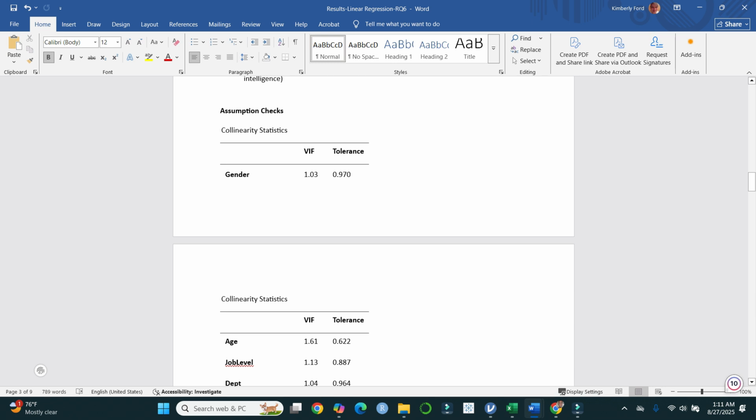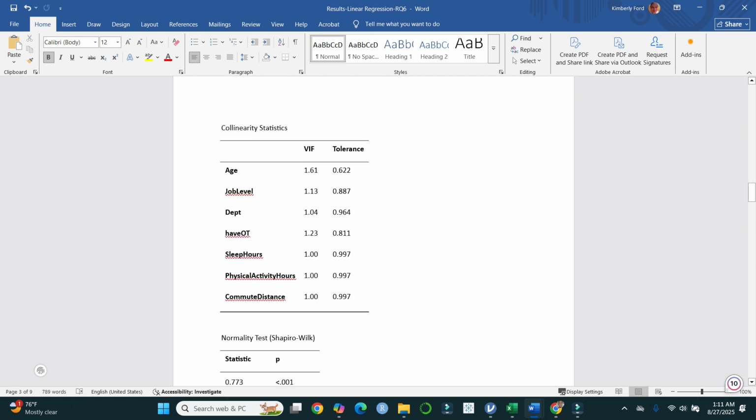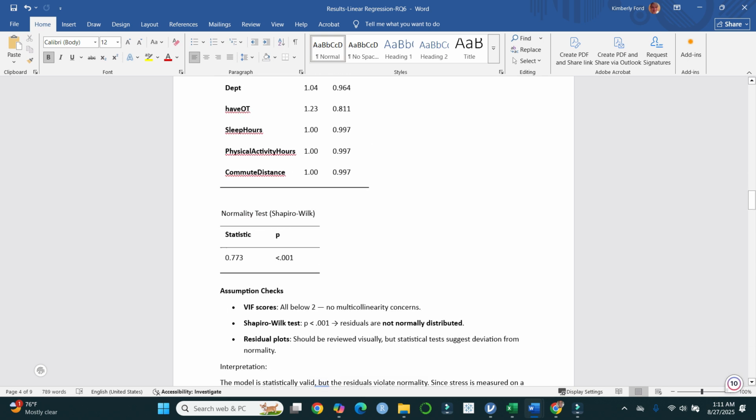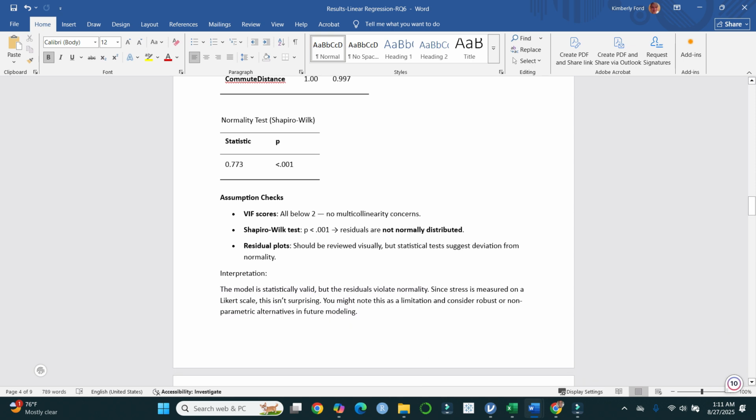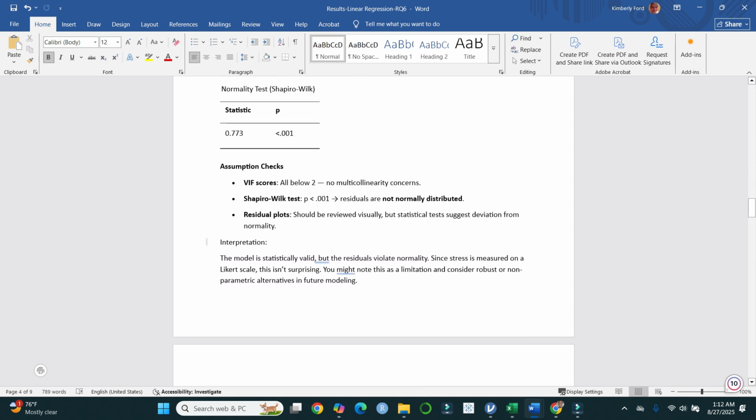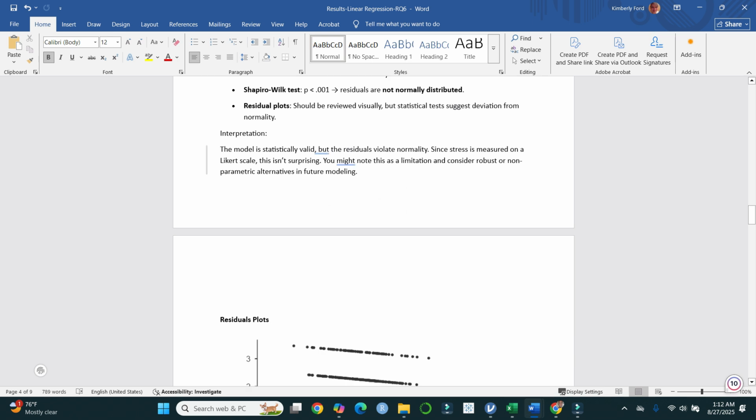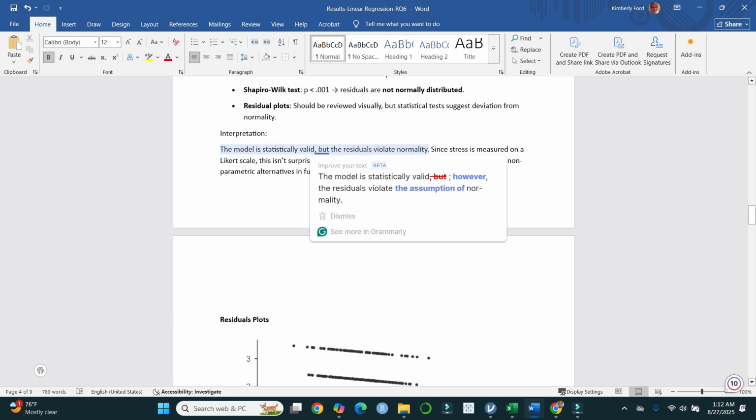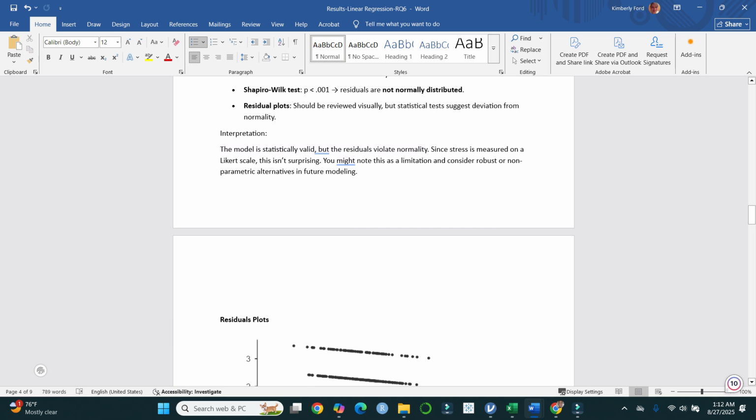I know when I went through my dissertation, I absolutely knew that my null hypotheses would be rejected, but that's not the case. That doesn't mean you throw your research out the window. You just report it as it is. I ran assumption checks with a p-value, and these are the residual plots I've got down here, but the model is statistically valid. When building the model, I didn't violate any rules.